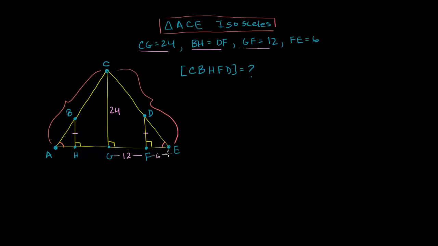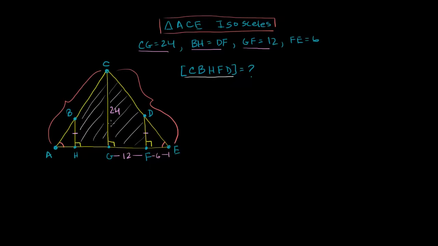So this is FE. And then finally they ask us what is the area of CBHFD. So they're asking us for the area of this part right over here, that part and that part right over there. That is CBHFD. So let's think about how we can do this. We could figure out the area of the larger triangle, and then from that we could subtract the areas of these little pieces at the end. Then we'll be able to figure out this middle area, this area that I've shaded.